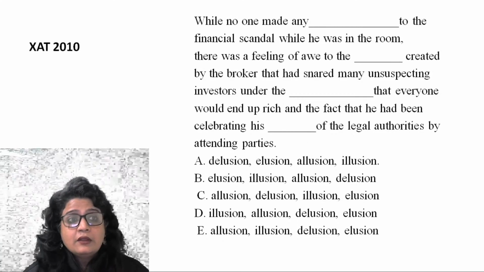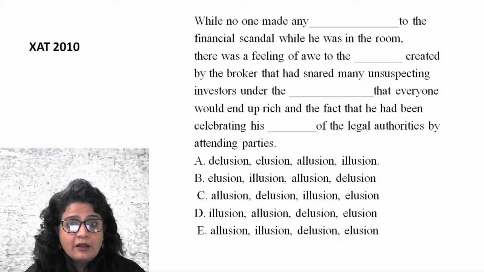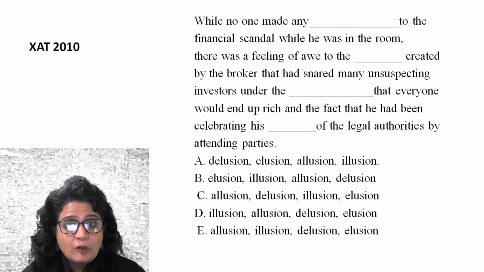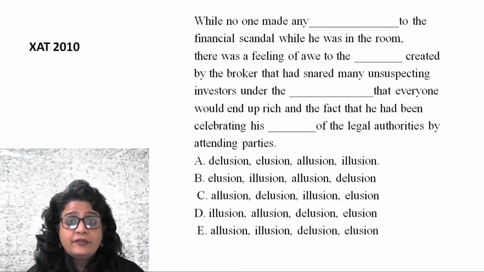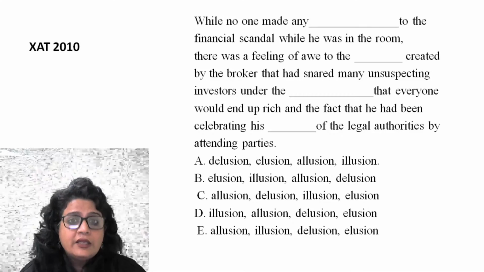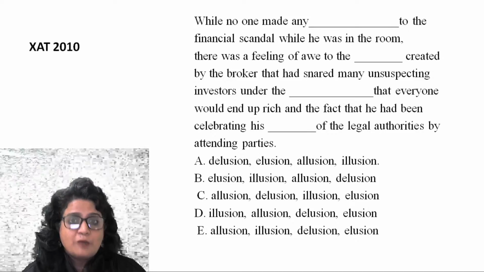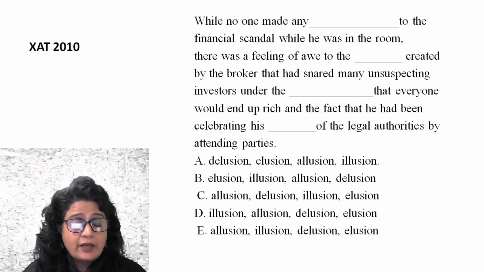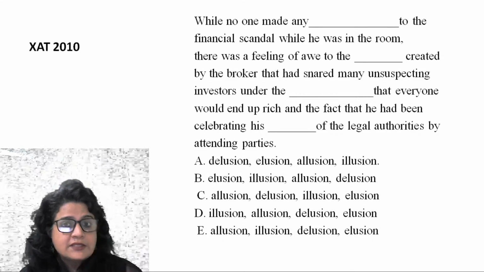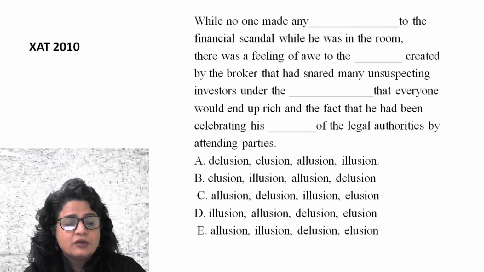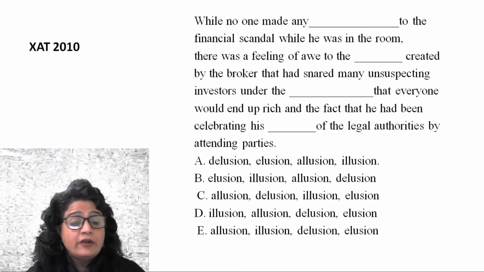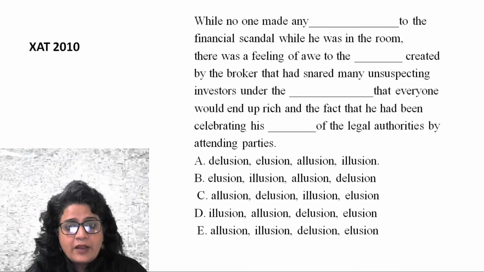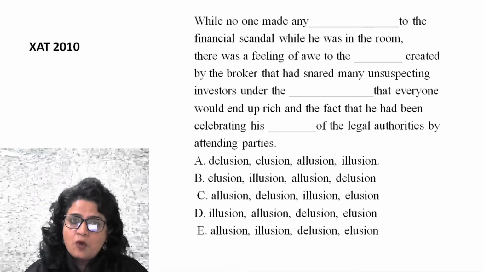The scion of the biggest political party of India needs to learn the alphabet of politics. Here I am not taking anyone's name, but I hope you understood who I am talking about, right? So this is allusion. So here the sentence is, while no one made any allusion to the financial scandal, no one referred to it directly or indirectly while he was in the room, there was a feeling, right? So allusion is coming in two options, C and E.